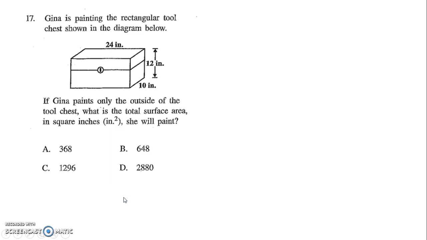Now let's go ahead and go over number 17. I think this is the last one that you needed support with. It said Gina is painting the rectangular tool chest shown in the diagram below. And I give you the dimensions. The length is 24, the height is 12, the width is 10. If Gina paints only the outside of the tool chest, what is the total surface area in square inches she will paint?